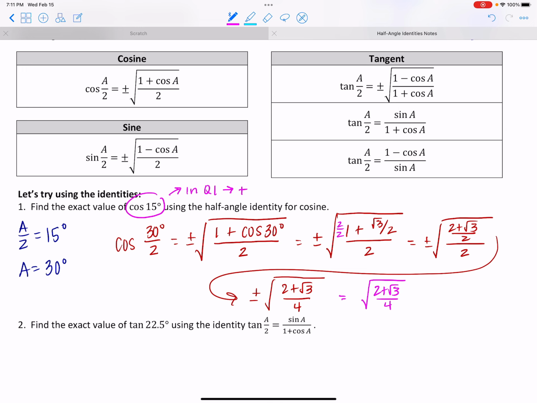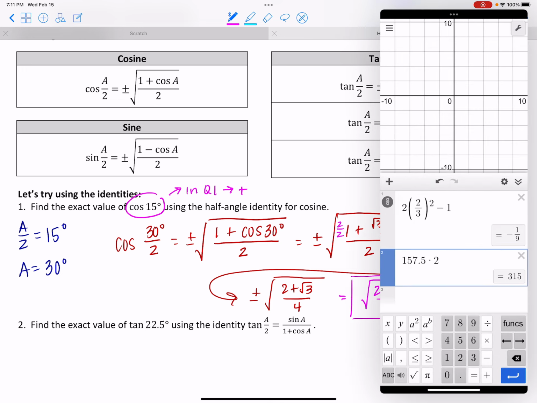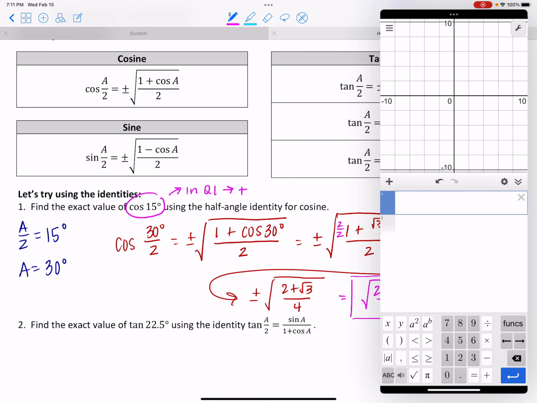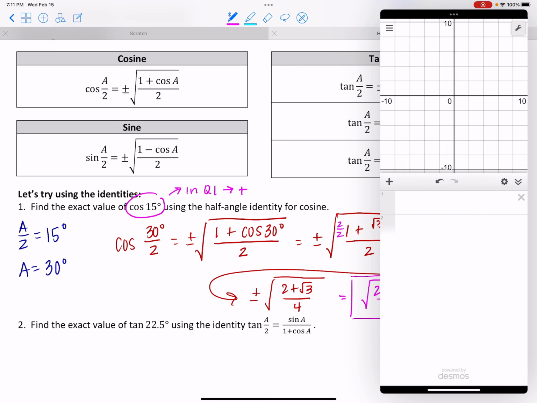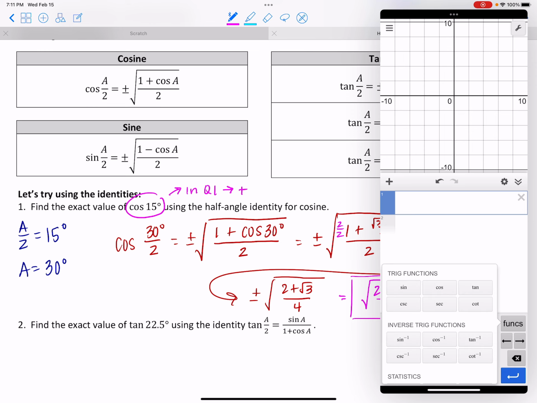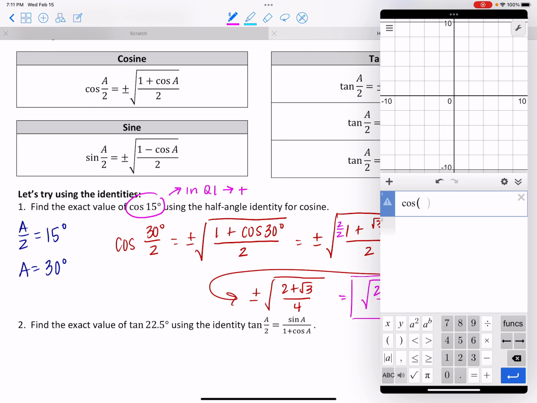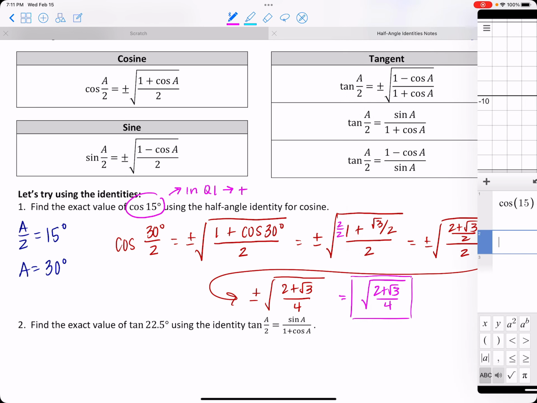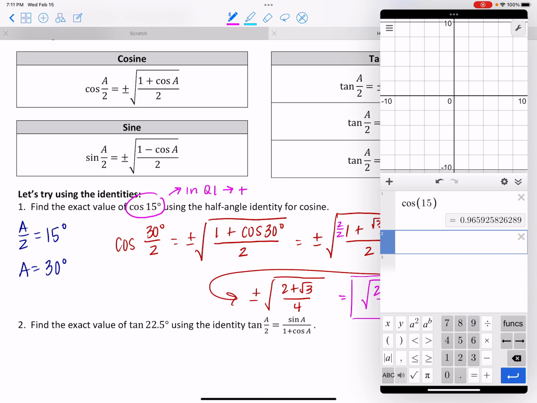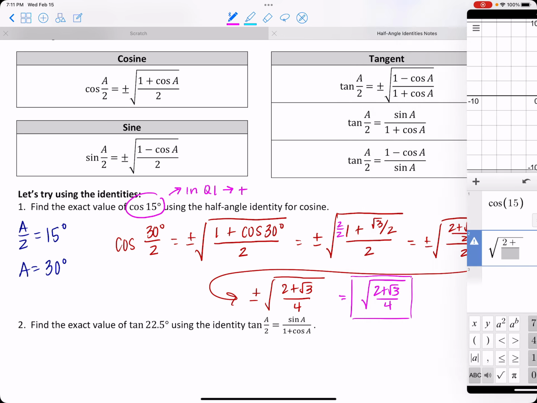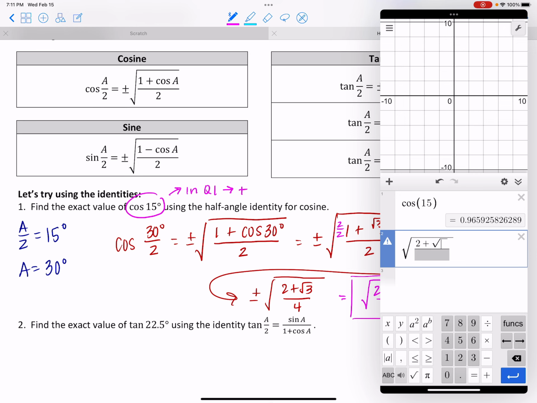And the good news with this is that we can use our calculator to verify that we've done this correctly. So first, let's make sure the calculator is in degree mode. And let's ask it to evaluate the cosine of 15. It gives us the approximation. Now we want to ensure that the exact value we have is going to be equal to the same approximation. So we have 2 plus a radical 3 in the numerator and a denominator of 4, and there it is. So a verification that we did this correctly.